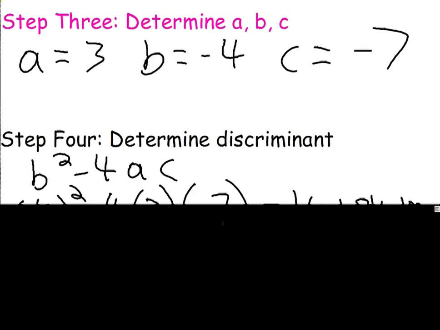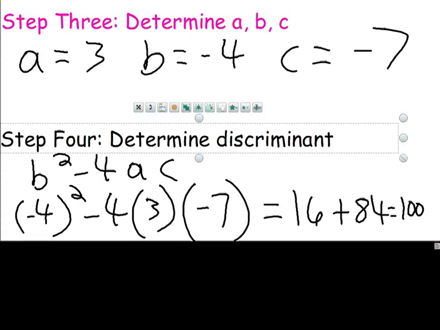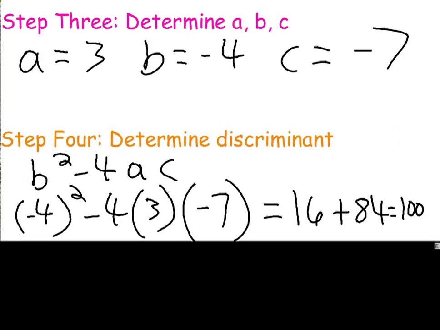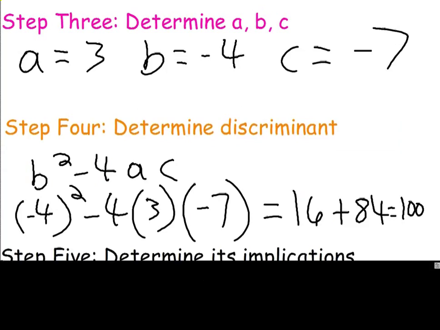The next step is to find the discriminant by plugging it into that formula, b squared minus 4ac. So notice we are plugging in negative 4 for b right here. We are plugging in 3 for a. We are plugging in negative 7 for c. And then simplifying it out.